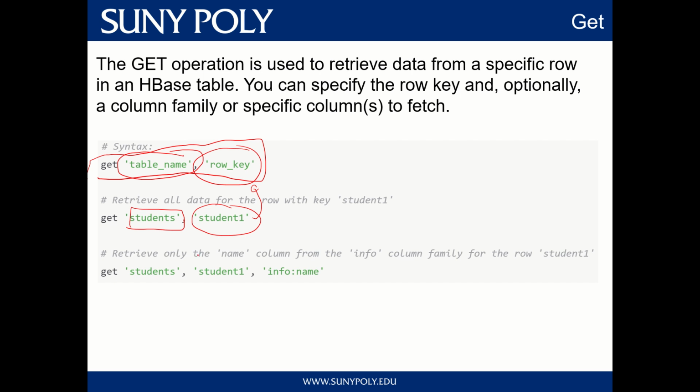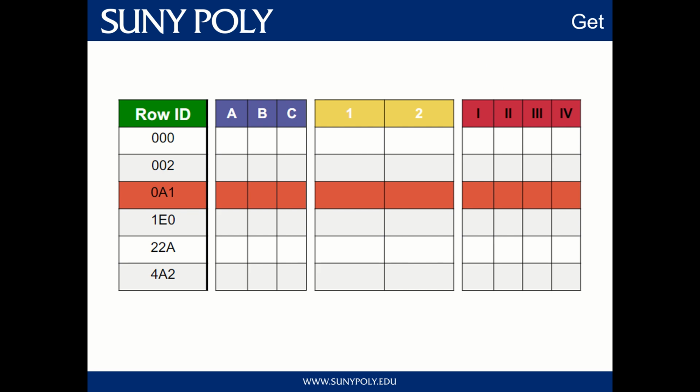Or if you don't want to get all the columns, it is possible to get only some of the columns. For example, from the same table, students, you get the row ID student 1, that specific student, but from the info you only want to see the name, right? So that will give you only that specific column. It's very intuitive. So this is what you get from get. You will get a single row.